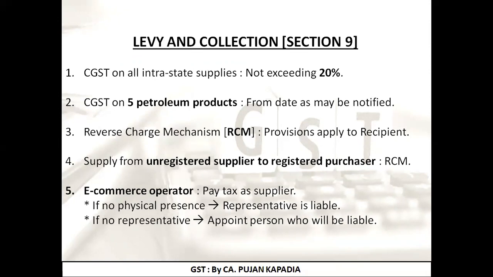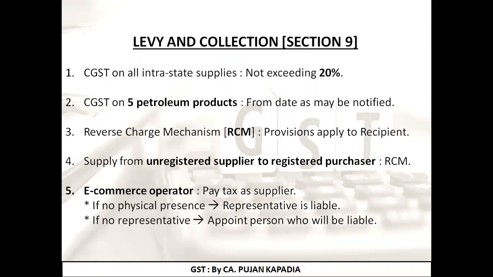So the maximum rate that we can have of GST will be 40%, that is 20% for CGST and 20% for SGST. Second point written over here is that the 5 petroleum products that are not as of now covered under GST can be covered as and when the government feels so by passing a notification.